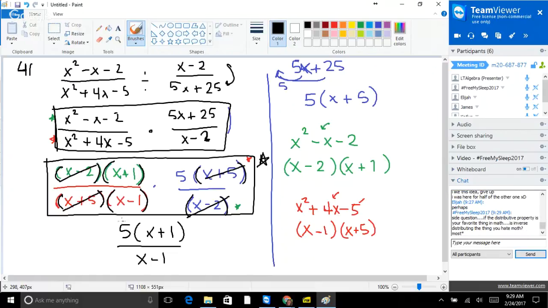No. I like the inverse of the distributive property too, Elijah. They work together, like buddies. They're two friends, but they're opposites. I know, but they kind of work together.